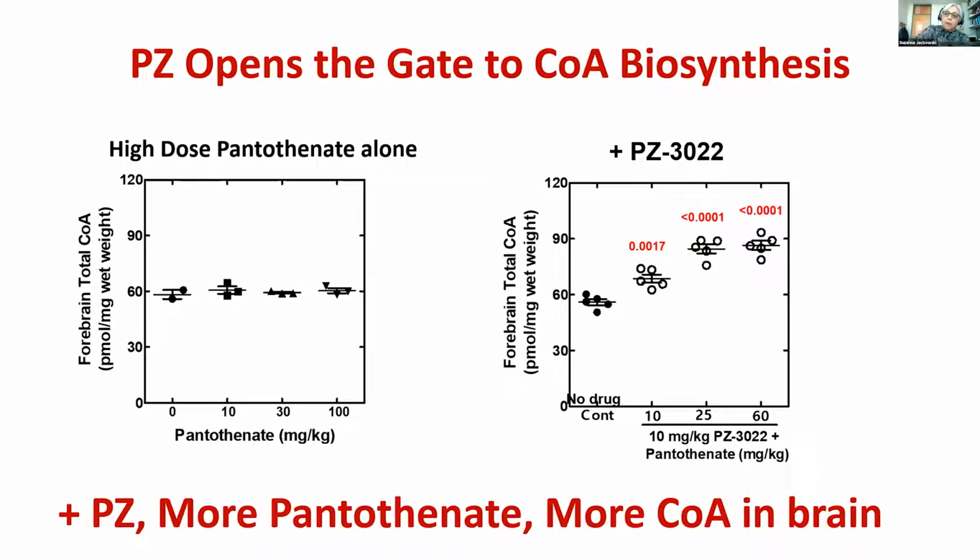To illustrate how pantazines work, we treated wild-type mice under normal conditions with high-dose pantothenate, shown in the panel on the left. And this alone did not change the brain CoA levels. Pantothenate was delivered by oral gavage, and brain CoA was measured 4 hours after dosing.